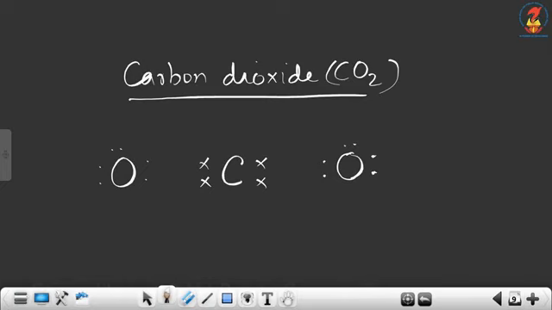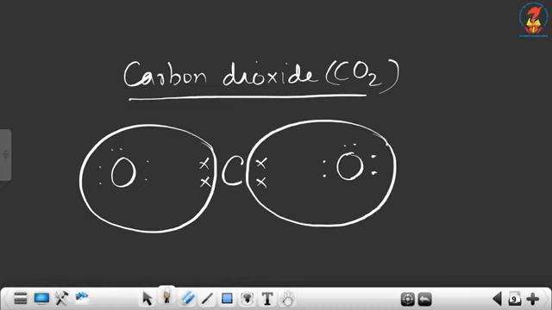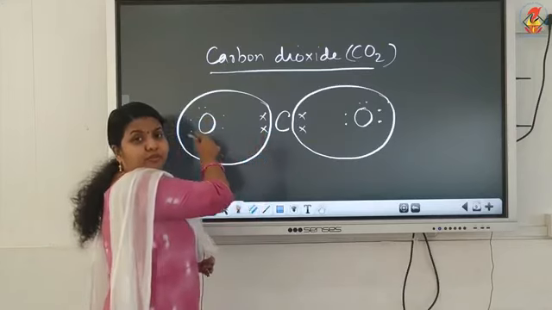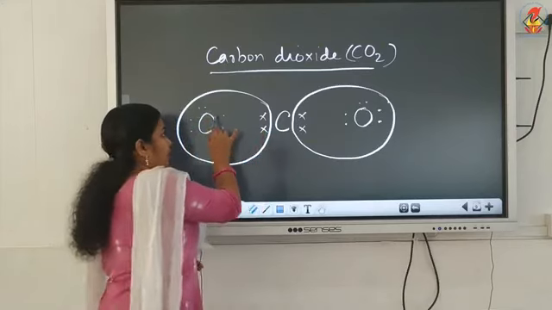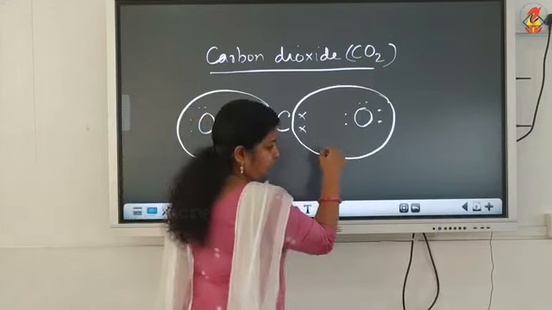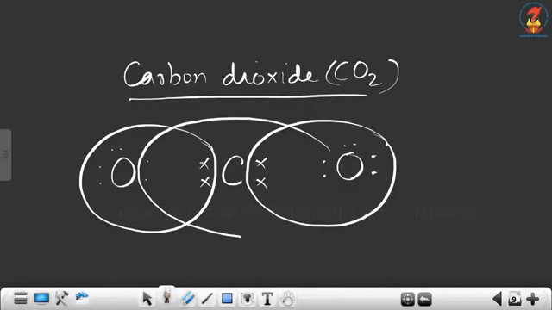Now take the oxygen atom, it has 6 electrons, it needs 2 more electrons. This oxygen atom also has 6 electrons, so it shares 2 electrons from the carbon atom. Now both the oxygen atoms have 6 plus 2, 8 electrons each. Take the central carbon atom, it has 4 electrons, needs 4 more. It has given 2 electrons for the first oxygen atom, so oxygen in return should give 2 electrons for sharing. This oxygen also should give 2 electrons. Now the central carbon atom also is stable.